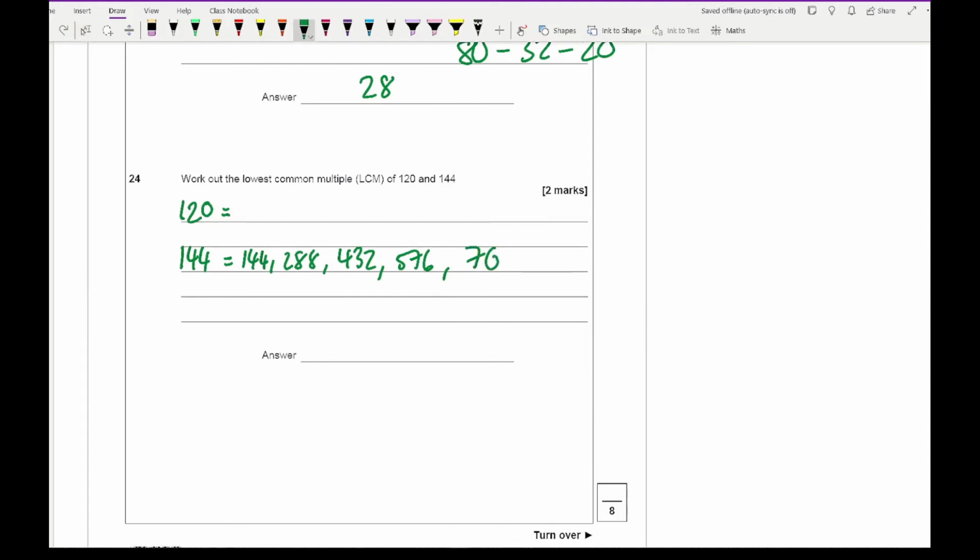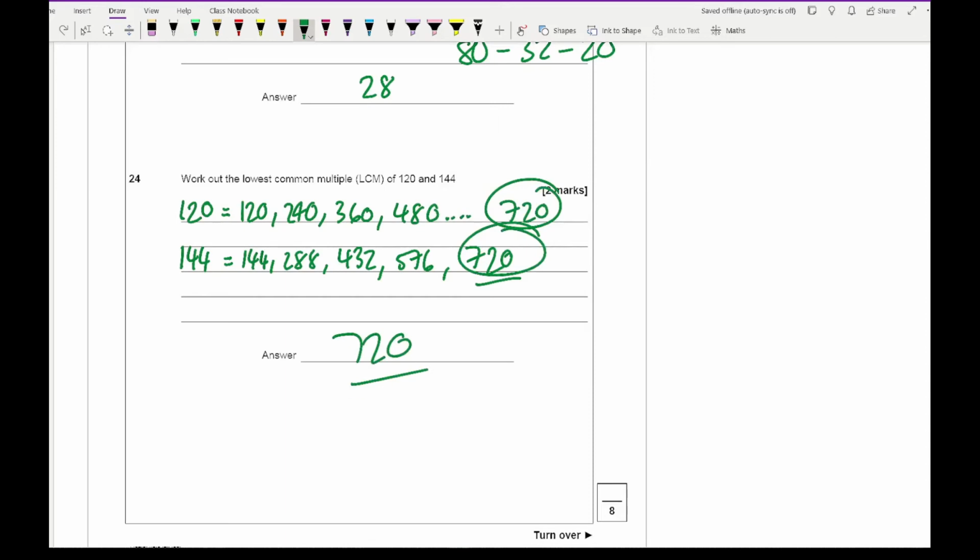So I don't know where I've put 0, so let's just change that to 720. So 720 is my first thing. So if I just do 120, 240, 360, 480, and that's going to carry on, and it does eventually become 720. And here's our final answer.